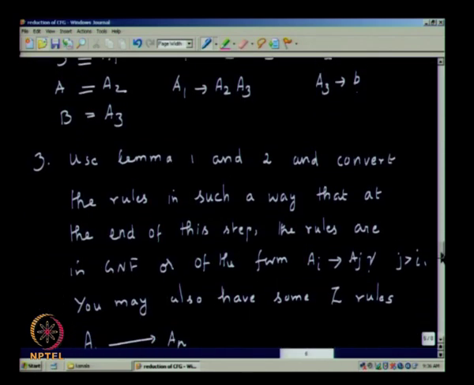Then the third step, you can use lemma 1 and lemma 2 and convert the rules in such a way that at the end of the step all the AI rules will be of the form Ai goes to Aj gamma where j is greater than i. While doing this you may introduce some Z symbols, new symbols you may be introducing.